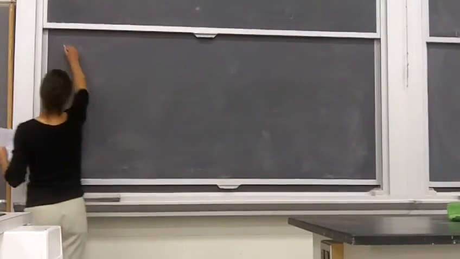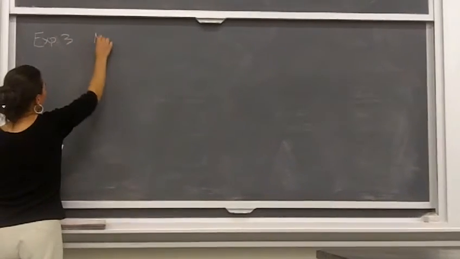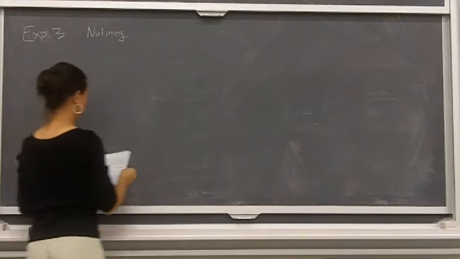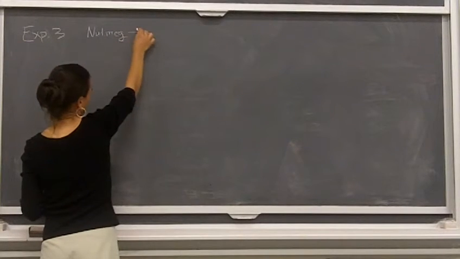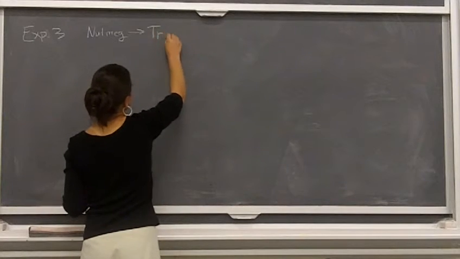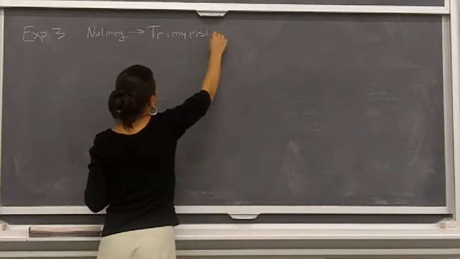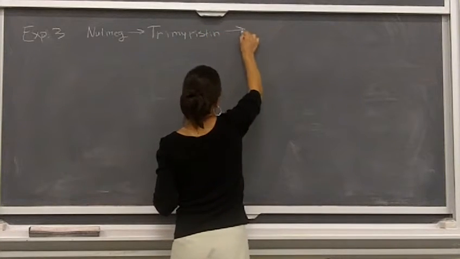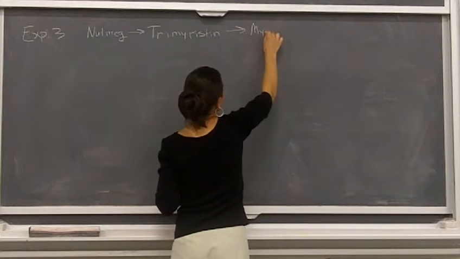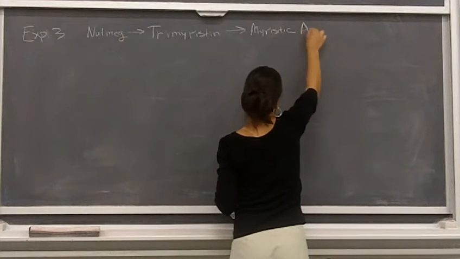So this week for experiment 3, we're going to be taking nutmeg. So it's going to kind of smell like cooking class in the lab. And a lot of nutmeg, so much more than you would ever use. We're going to extract out trimyristin, which is in the nutmeg, and then we'll kind of end at that point this week, and then next week we will take that trimyristin and convert it to myristic acid. Okay?